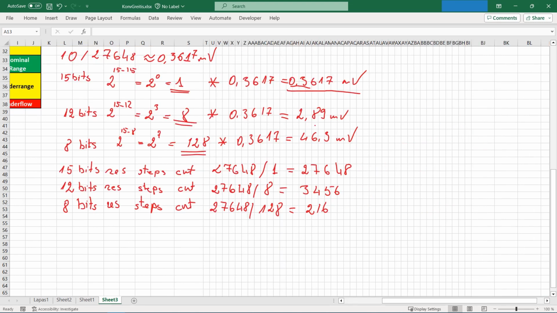Let's check for errors. One step of 15 bits resolution is 0.3617 millivolts. Multiply it by steps count and we should get 10 volts. 10 volts. No errors.